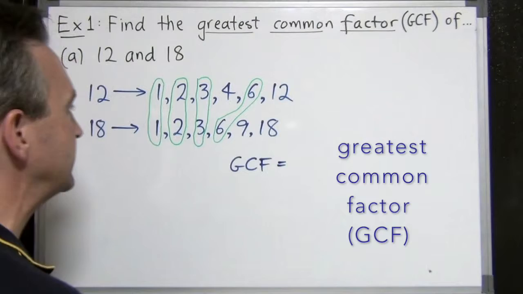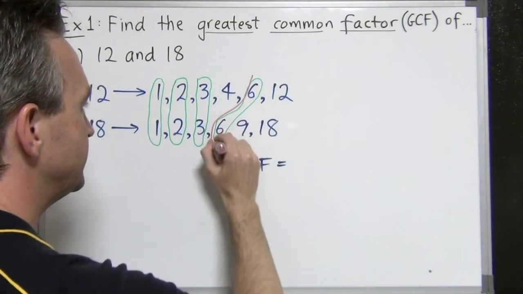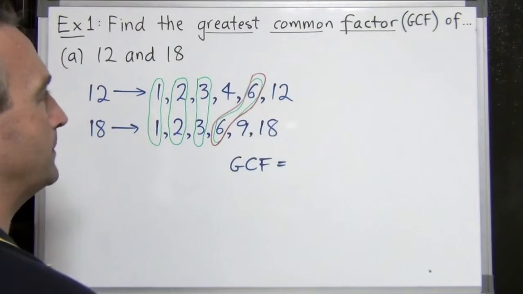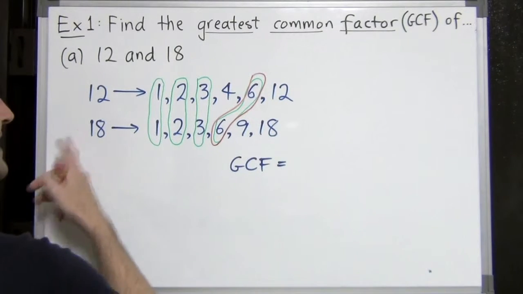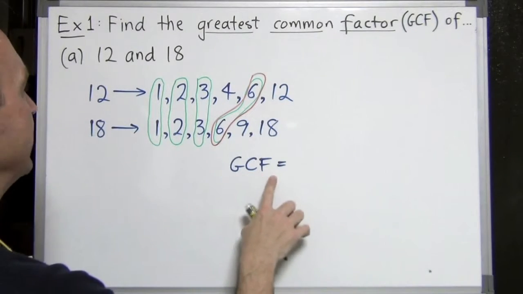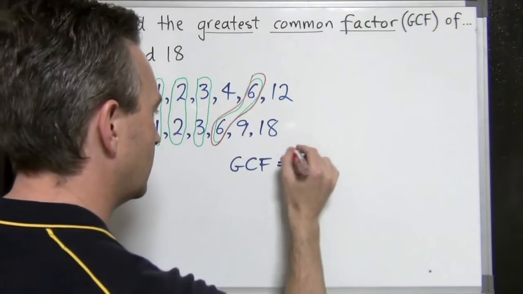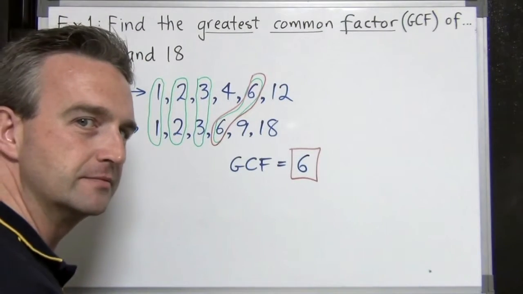But the greatest common factor is the largest of all these common factors, which in this case is going to be 6. 6 is the largest number that can divide into both 12 and 18 separately without giving any remainders. So our greatest common factor of 12 and 18 is 6. Not too hard. Let's do another one.